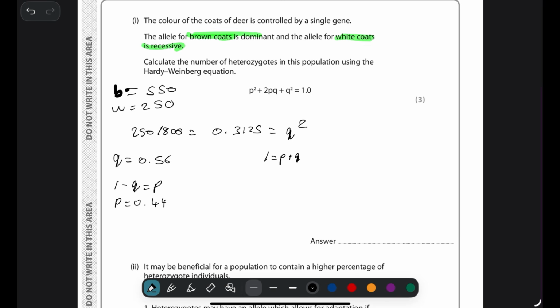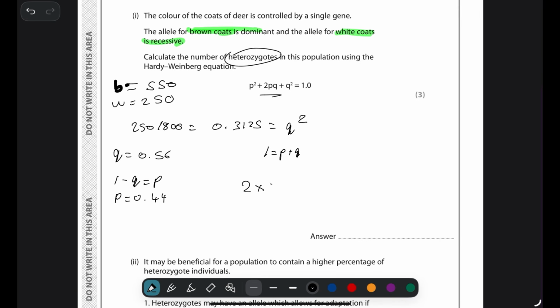Now I'm going to look at what they wanted. They wanted the heterozygotes, which is given by 2PQ. So I'm happy to just do 2 times 0.44 times 0.56. Now, in my calculator, what I'm probably going to do is do answer multiplied by 1 minus answer multiplied by 2.